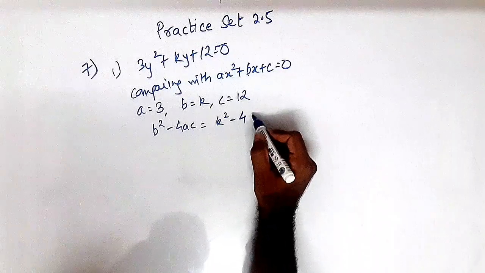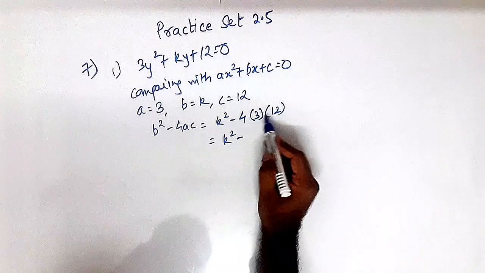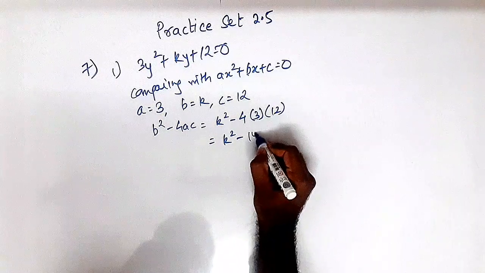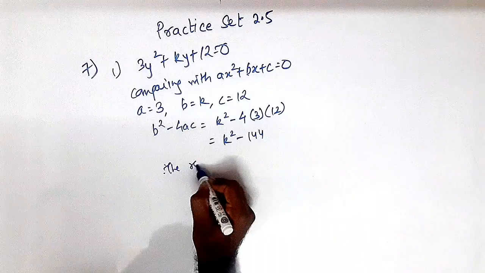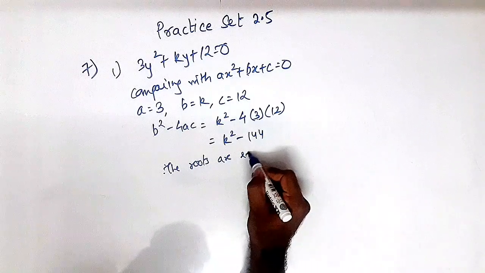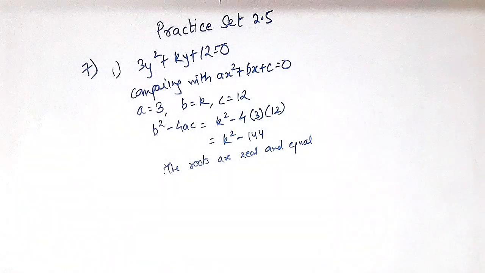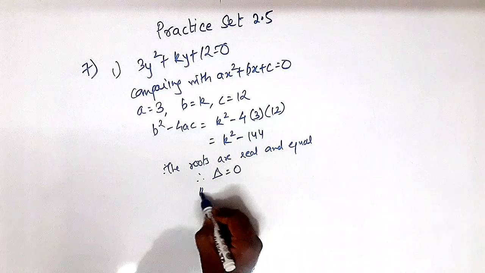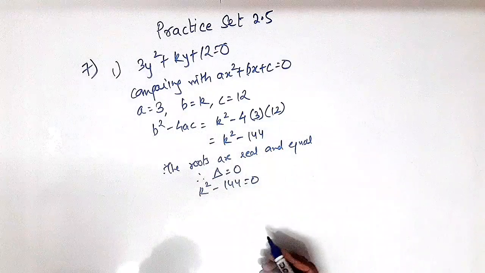k square minus 4ac. k square minus 12 4s are 48, 48 3s are, what is 48 3s? It is 144. The roots are real and equal. Once they have given that the roots are real and equal, it means therefore the value of discriminant is 0, means k square minus 144 is 0. b square minus 4ac is equal to 0.